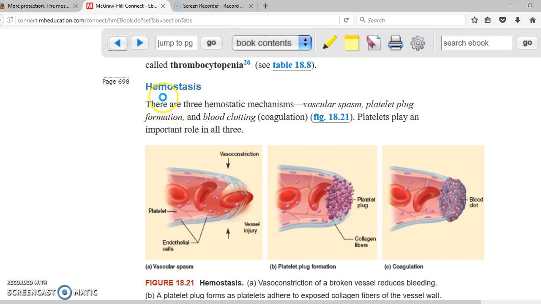And the next step in here, we have hemostasis. We said hemostasis has 3 steps. And as you can see here, vascular spasm is step number 1. Vascular spasm or vasoconstriction is the same thing. Platelet plug formation is number 2. And blood clotting or coagulation is step number 3. As we mentioned before, the platelets play an important role in all 3, even though the main thing that the platelets are going to do is going to be the formation of the platelet plug.